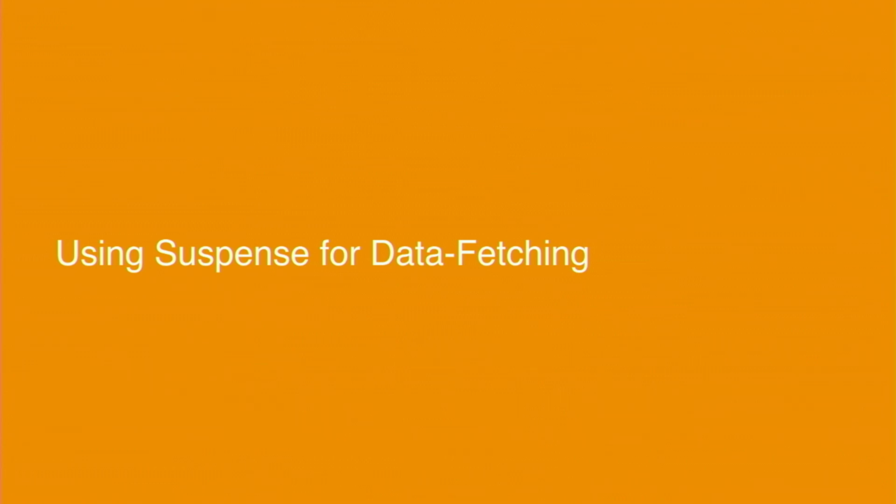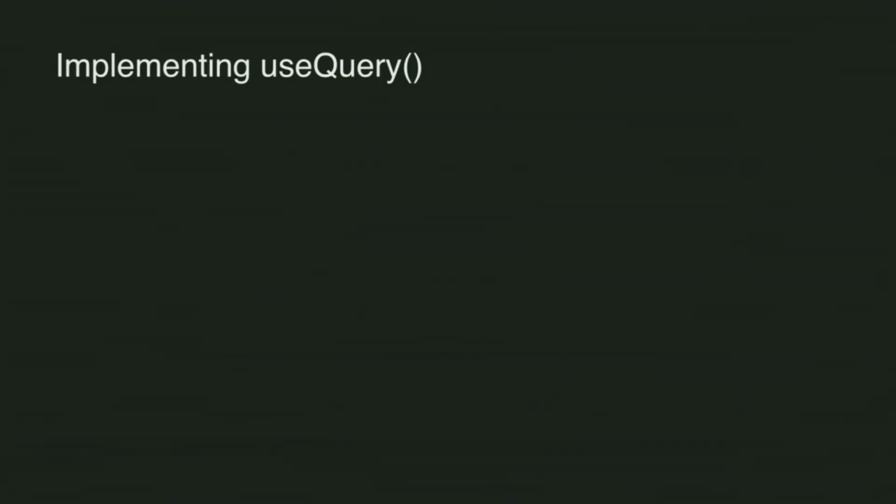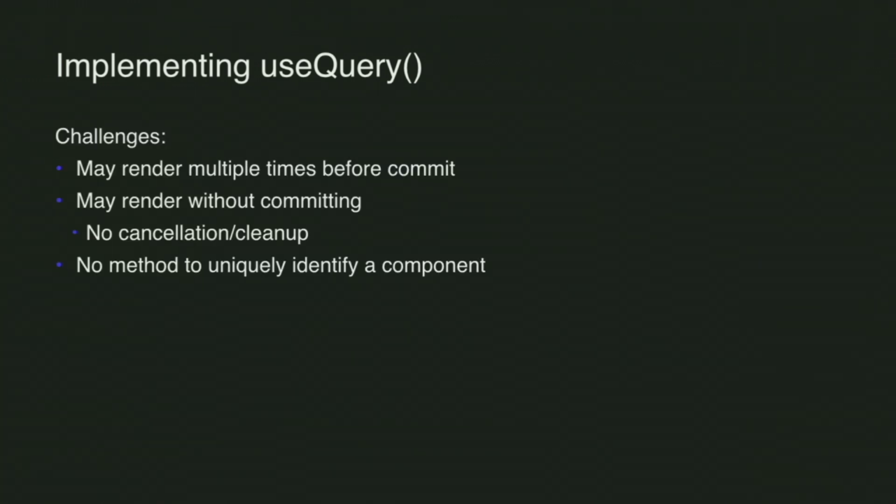So next, let's get a bit more technical and look at how this is implemented. So first, we'll look at implementing the useQuery API that I showed earlier. I think it's especially interesting to understand this if you're thinking about writing a library that will actually do data fetching that works with Suspense.